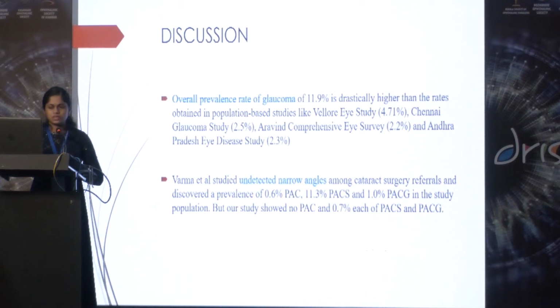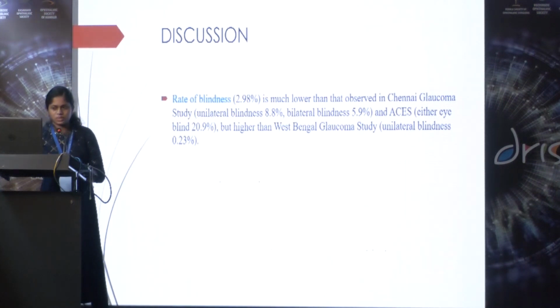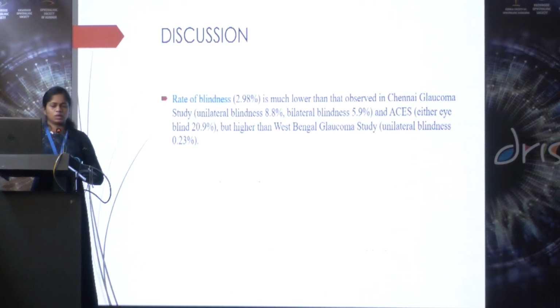Also, about the prevalence of undetected narrow angles, compared to the study by Varma et al., my population had a lesser prevalence of angle closure disease. And the rate of blindness was much lower than that observed in the Chennai glaucoma study, but higher than that observed in the West Bengal glaucoma study.